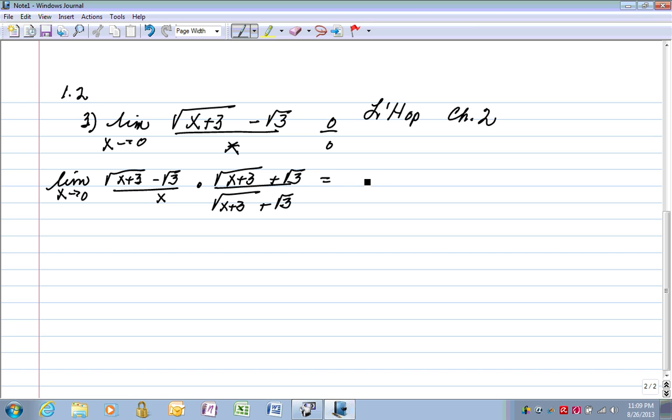Now, remember when you multiply the top out, it's in the form of a plus b, a minus b, but don't blend your terms in the bottom. Keep them separate. Interesting idea. Cancel, cancel. But this x cancels with the x here, leaving you 1 over this. So as x approaches 0, the limit of the function is 1 over 2 root 3.